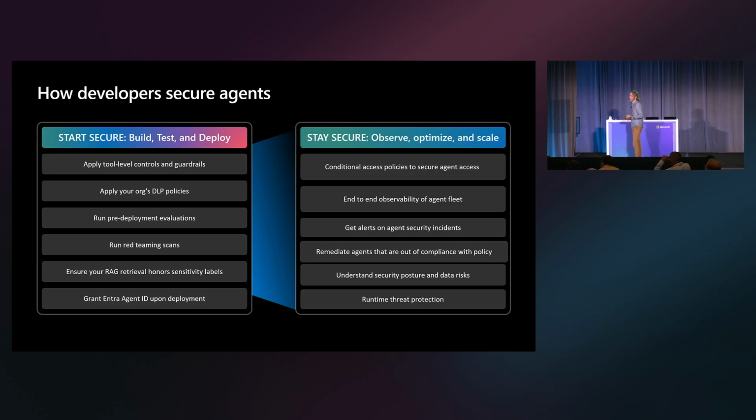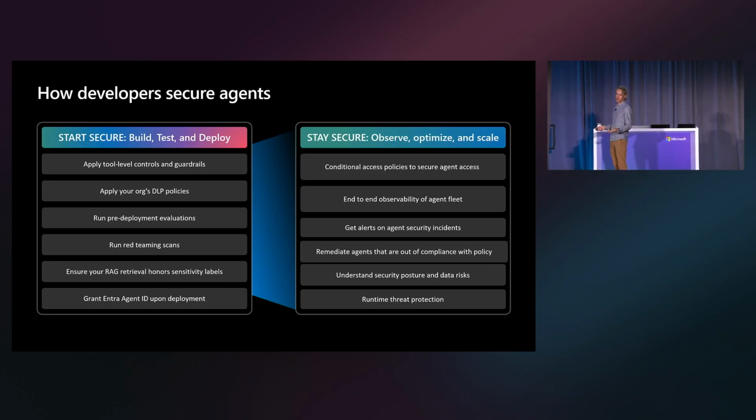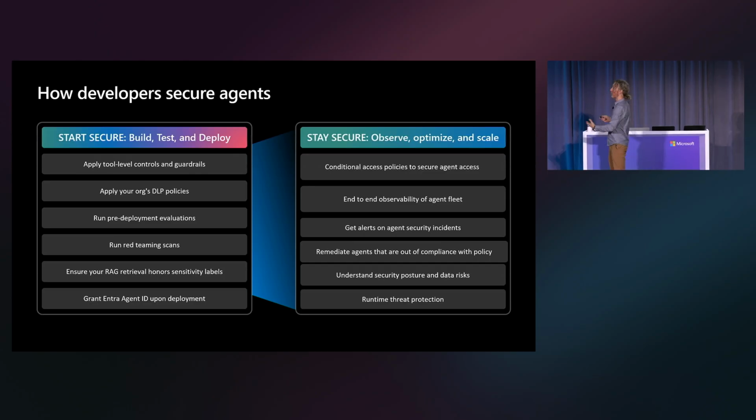So build, test, deploy, optimize, scale. A lot of the ways that we designed and architected the control plane was to make sure that at every juncture there are tools that help you start secure and stay secure. So while the risks have changed, part of the reason that we're all together here talking to you today is that Microsoft's long-standing and well-proven approach to security hasn't changed, and we adopt that same notion of start secure, stay secure within Foundry.